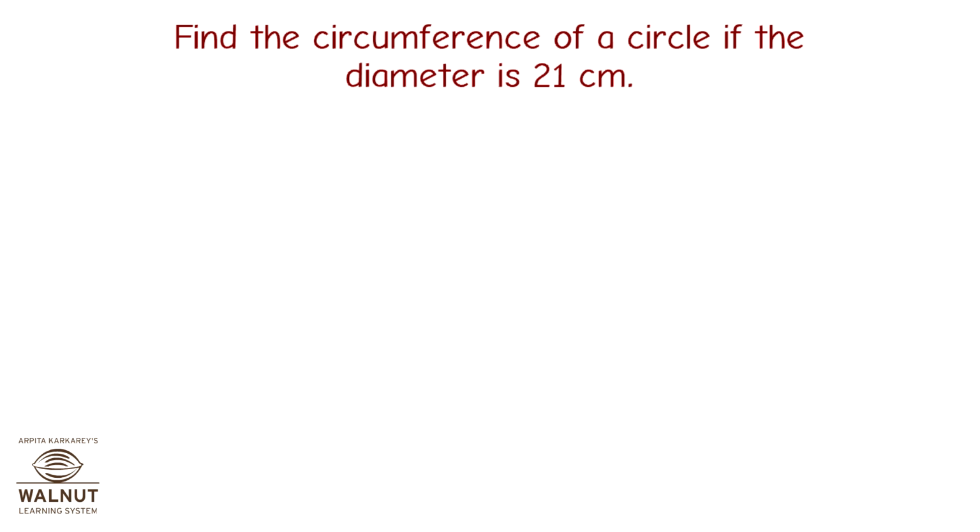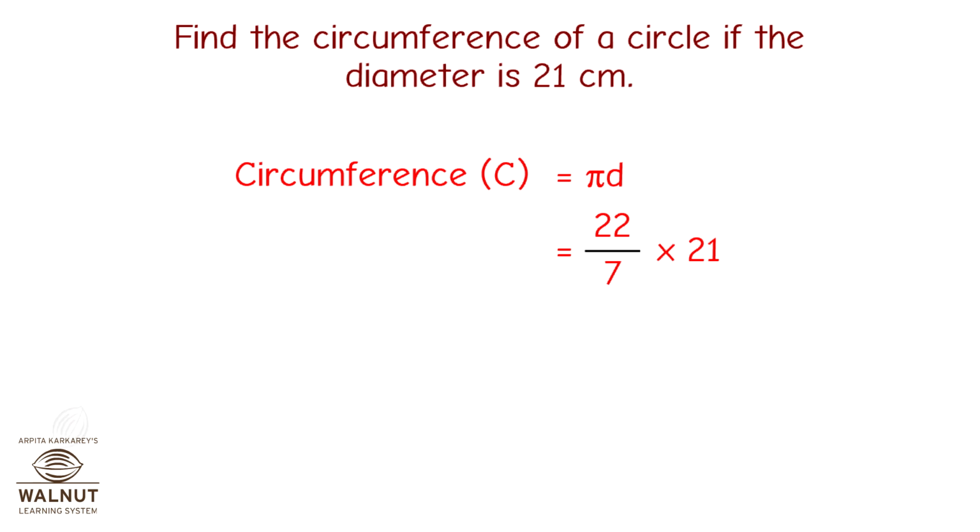Find the circumference of a circle if the diameter is 21 centimeters. Let's write the formula first. Circumference is equal to pi d. And now substitute the value of pi and diameter. So we get 22 upon 7 into 21. We simplify this and we get 22 into 3, which gives us 66 centimeters. Hence, the circumference of the circle is 66 centimeters.